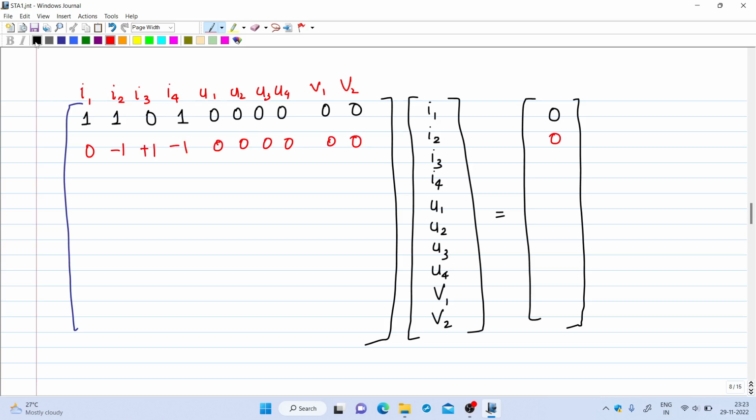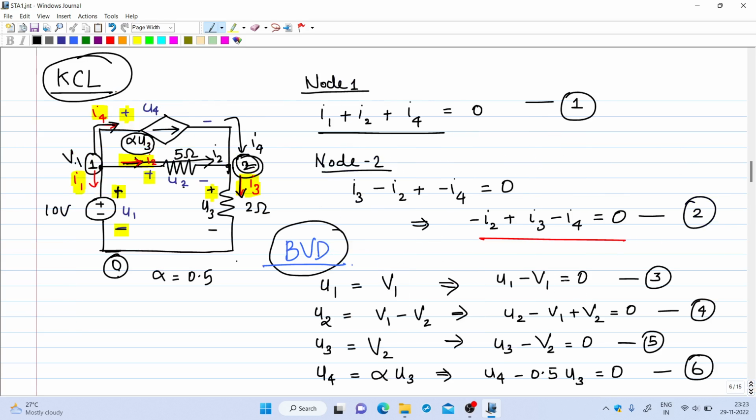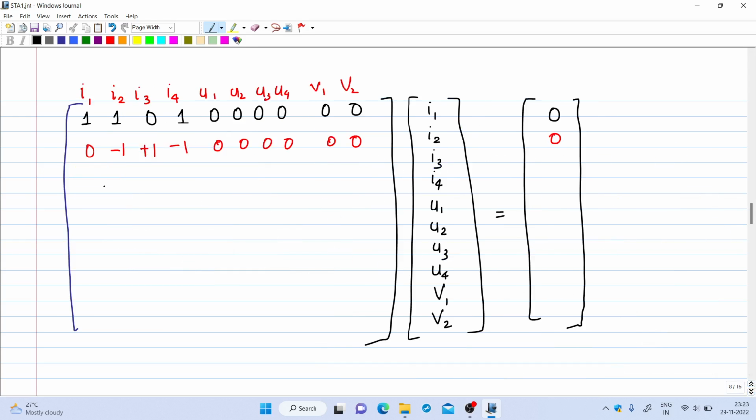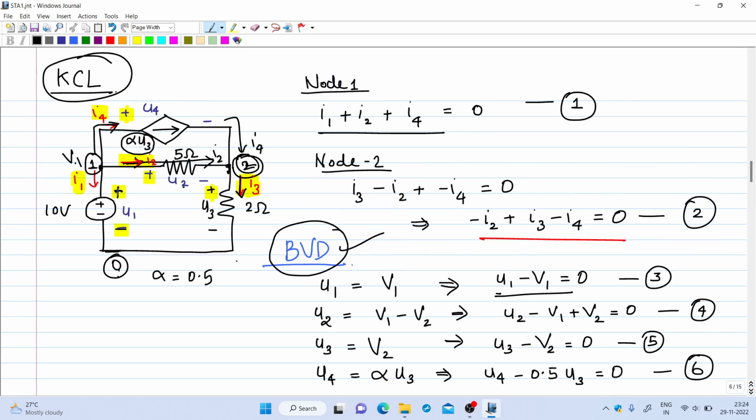Then the third equation is, sorry, from branch voltage definition, that is U1 minus V1 equal to 0. Minus V1 equal to 0. Then the fourth equation is U2 minus V1 plus V2 equal to 0.